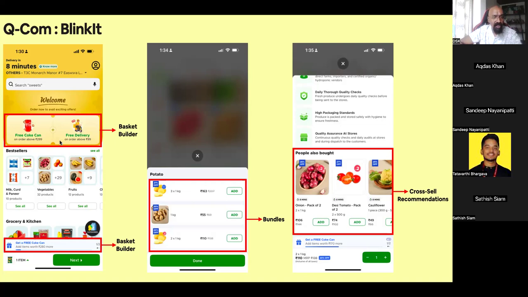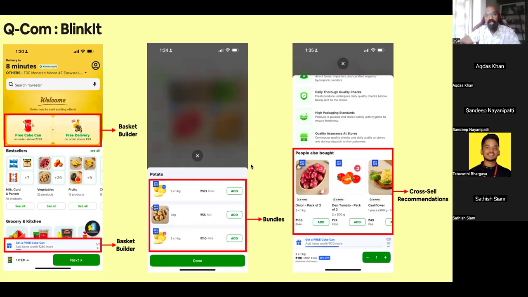So on the homepage, you see that there is a free Coke can being offered if you purchase more than $2.99. You also get free delivery if it's ordered above 99. So you see a construct such as a basket builder, where for various basket sizes, you're given various incentives. So that's the abstraction that we take. And you see it representing itself in two formats. There is an ad-like format, and then there is a gamification which shows a sense of progress, which allows you to know how far you have filled up your basket to avail that offer.